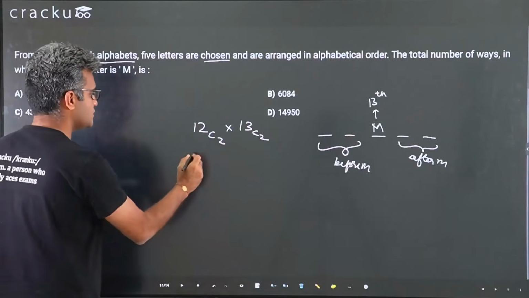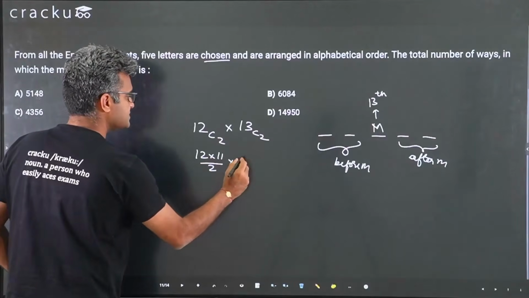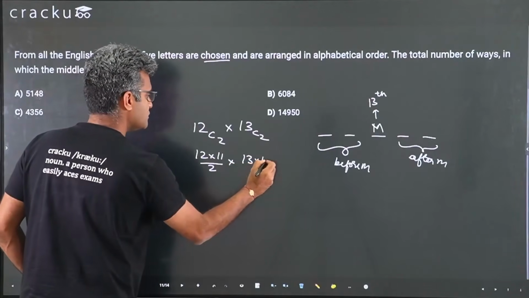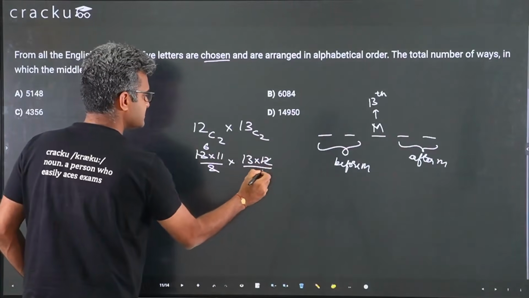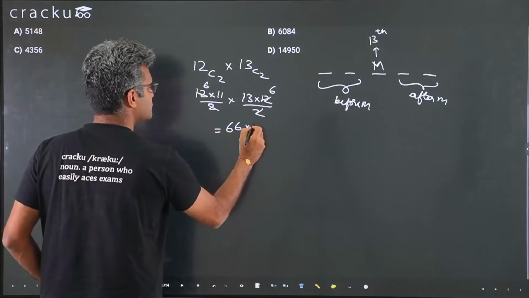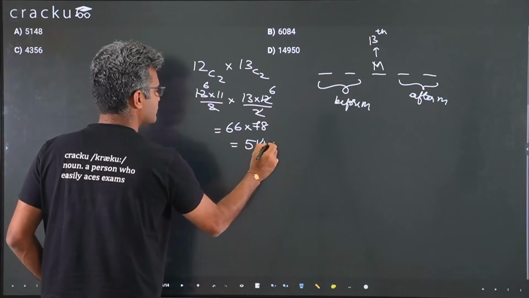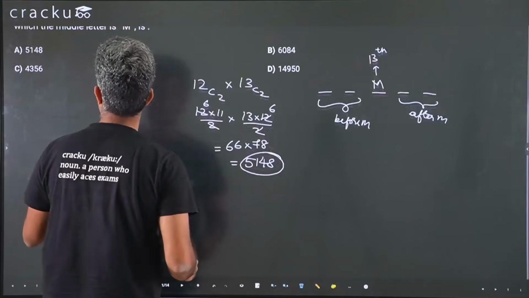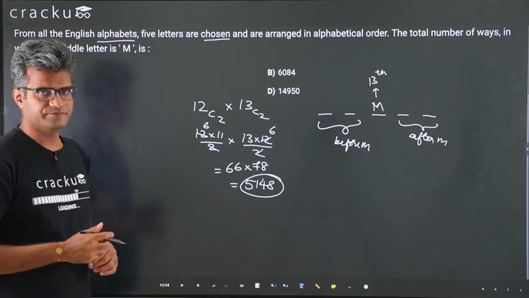What is 12C2? It is 12 into 11 by 2, into what is 13C2? It is 13 into 12 by 2. This is 6. This is 6. So this is equal to 66 into 78. What is 66 into 78? It is 5148. So the answer for this particular question is option A, which is 5148.